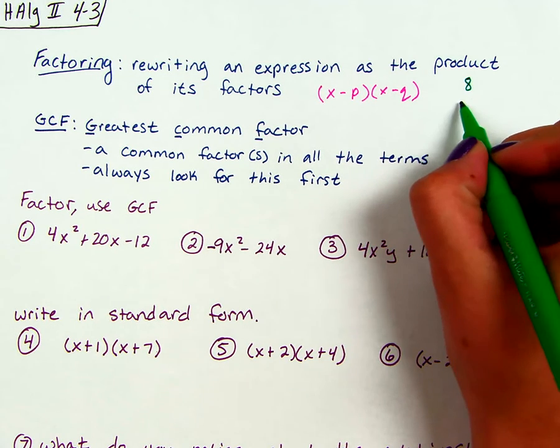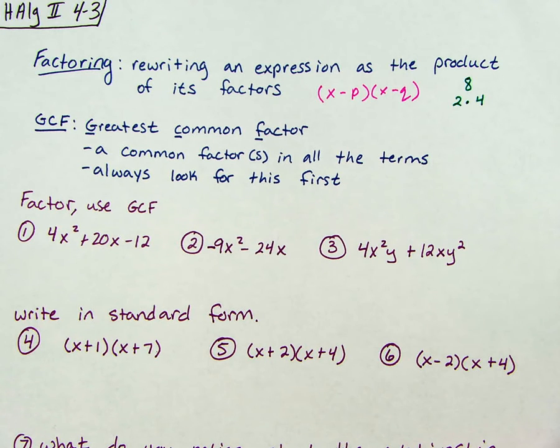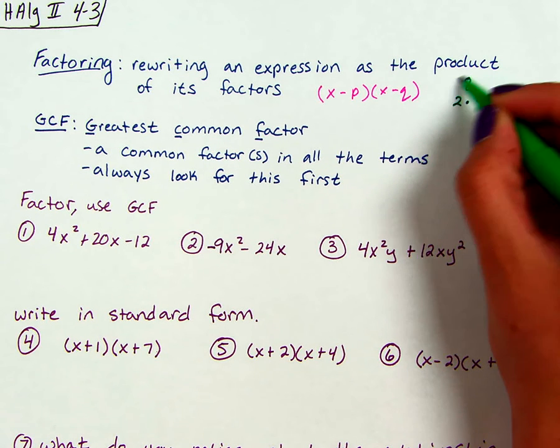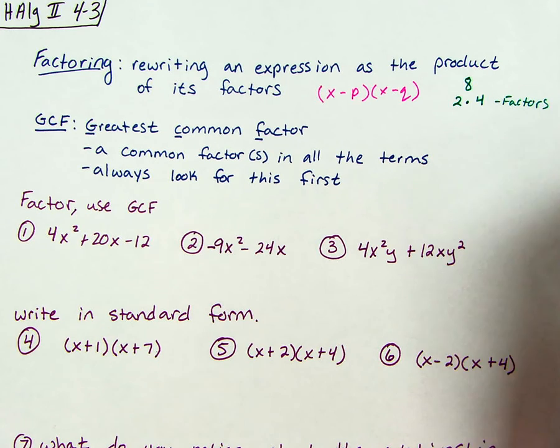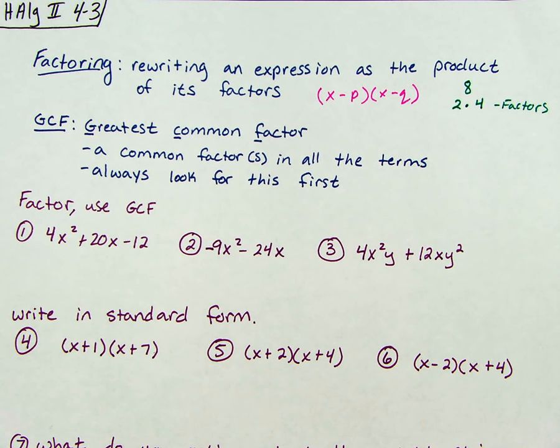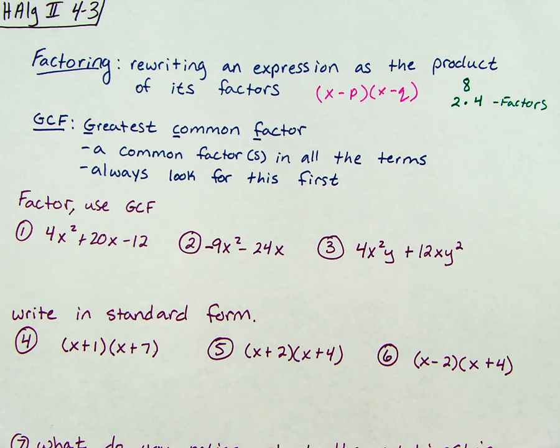I can get 8 by taking 2 times 4. Okay. So this would be the same idea as our expression, and then these would be the factors. So we're just taking a quadratic equation in standard form and rewriting it as its 2 factors that we would multiply together to get that again.